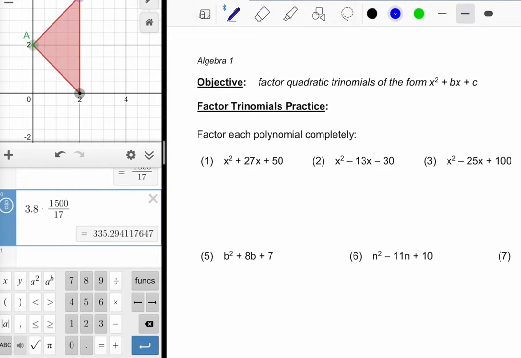Anyway, so factor each polynomial completely. I'll do one where it's a little easy, and then one where it's not, as straightforward. But the idea is that you're looking for factors of C that add to B.